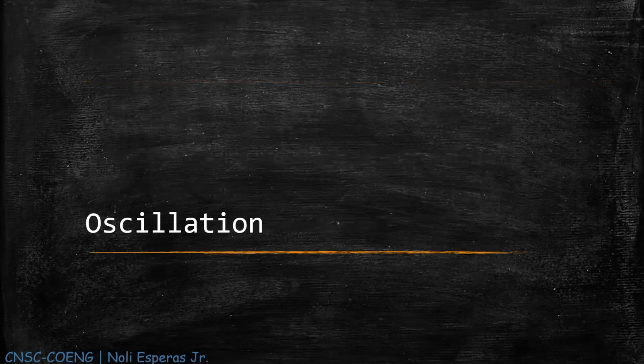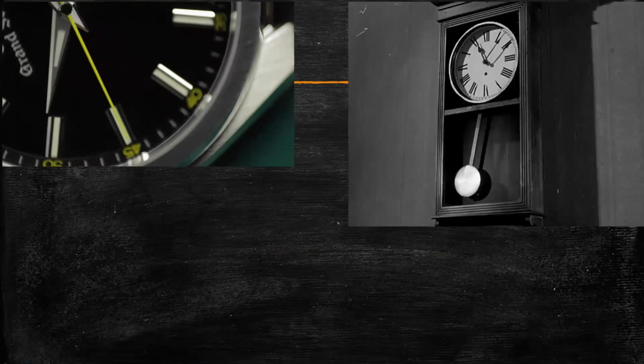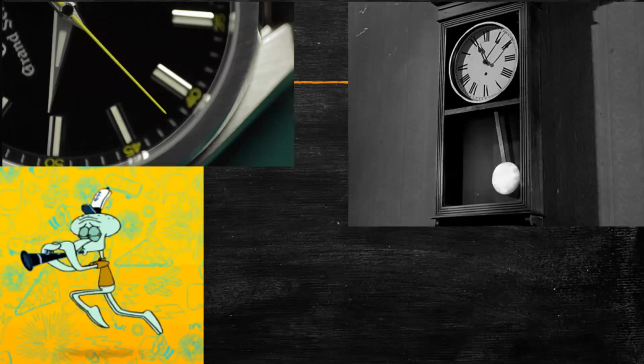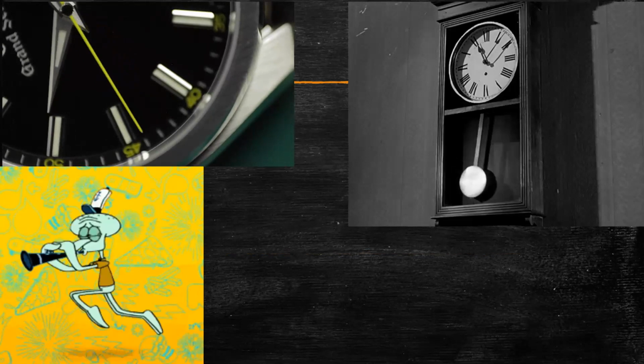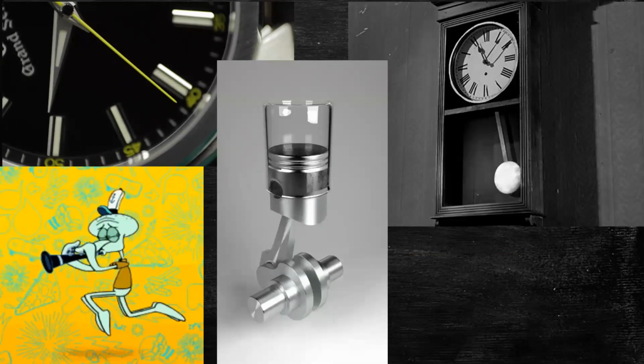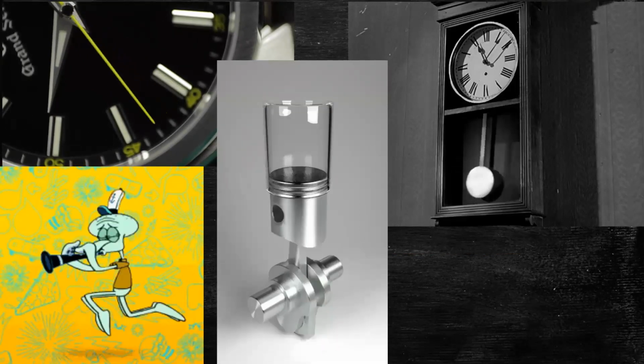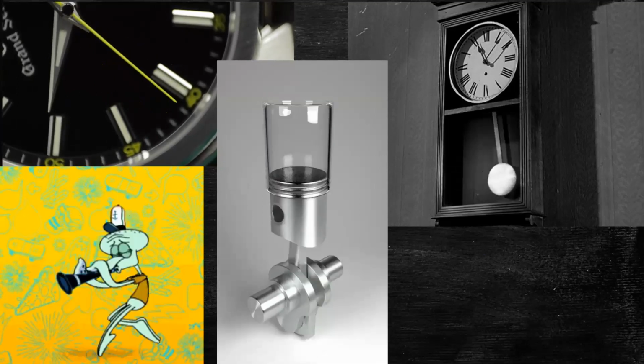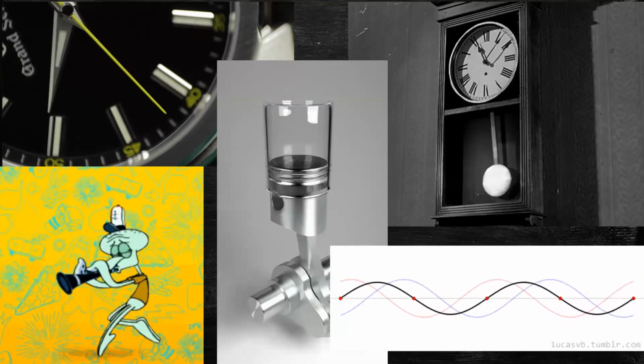Oscillation. Many kinds of motion repeat themselves over and over. For example, we have the vibration of a quartz crystal in a watch, the swinging pendulum of a grandfather clock, the sound vibration produced by a clarinet or an organ pipe, and the back and forth motion of the pistons in a car engine. This kind of repeating motion is what we call periodic motion or oscillation.